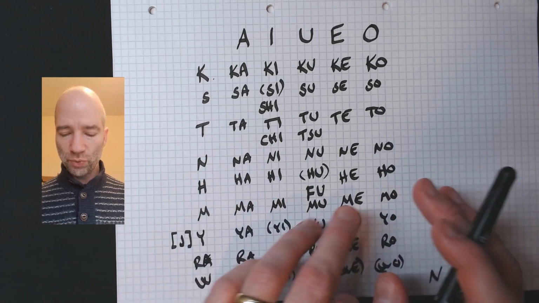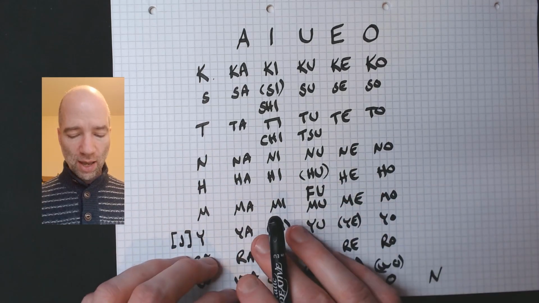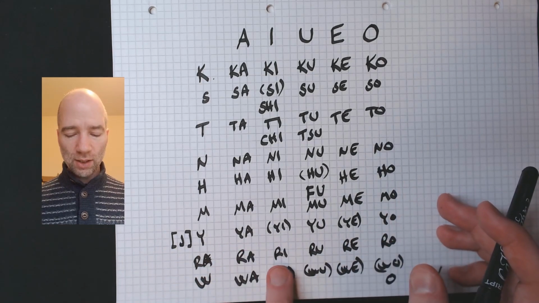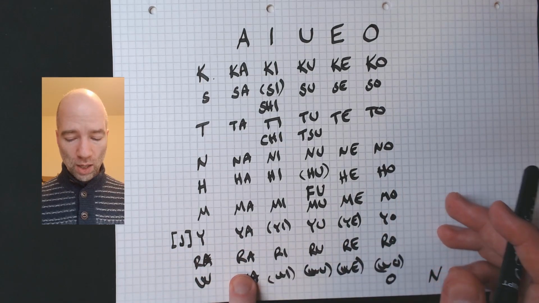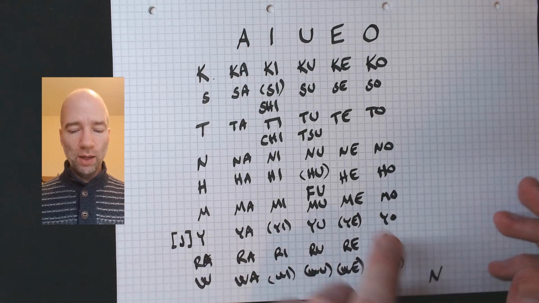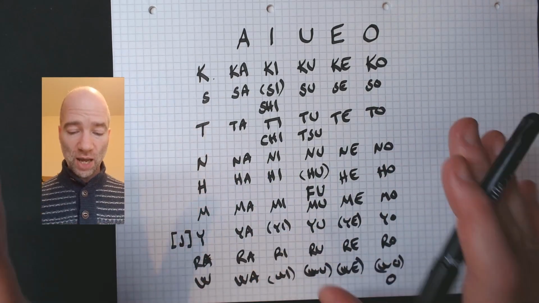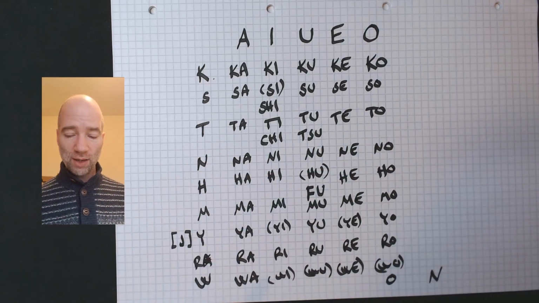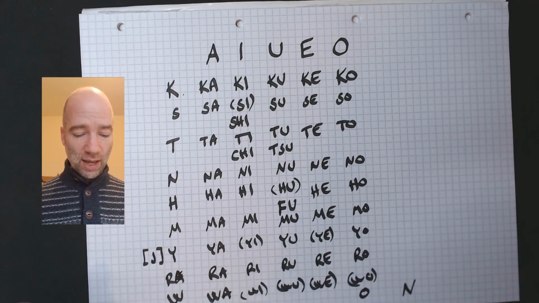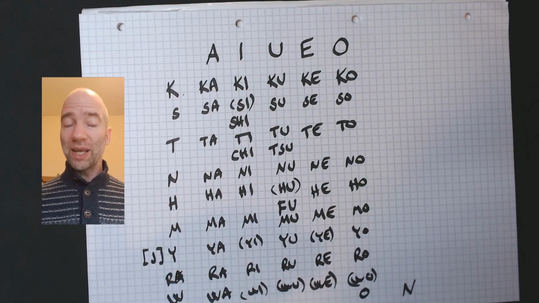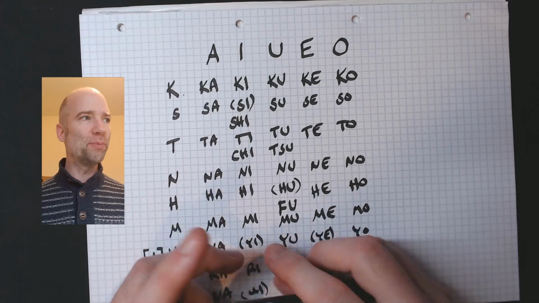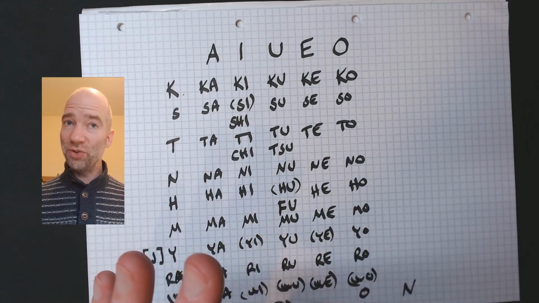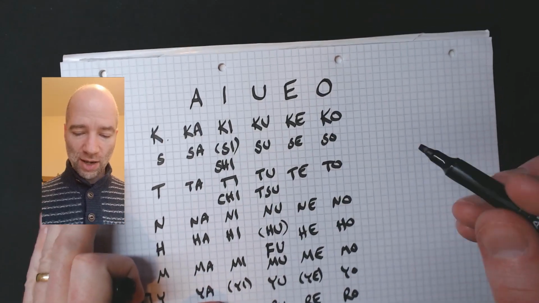So ha hi fu he ho, ma mi mu me mo, ya yu yo, ra ri ru re ro, wa o n. And those are the basic syllables of Japanese, and by basic I mean that there are ways to modify these to make them into something else. You have two sort of characters, what do you call them now, diacritics, small characters you can add onto other characters to change them. So I'll just give an example now.